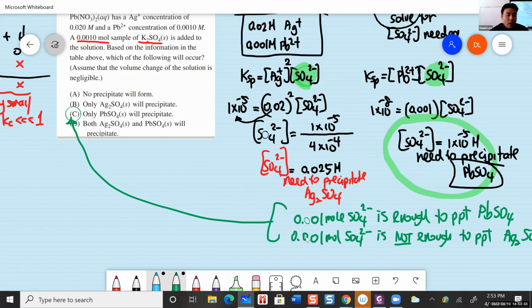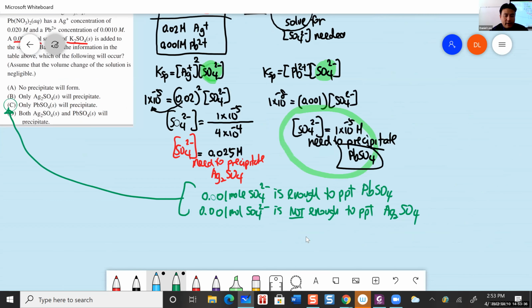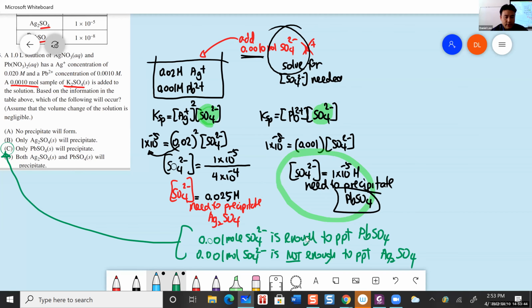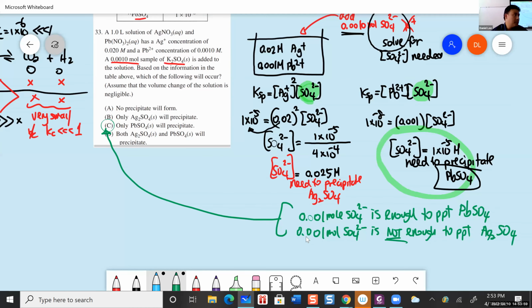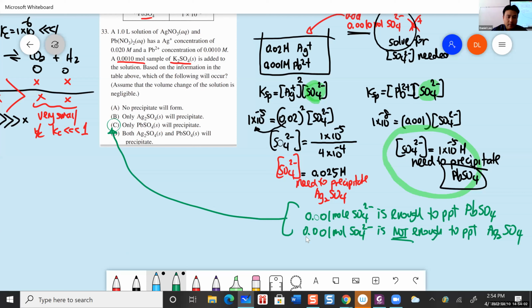So if I add more sulfate, then eventually silver sulfate will precipitate out of the solution. But right now, you only added 0.001. You need 0.025 moles per liter to precipitate. You don't have enough to precipitate the left side, the silver sulfate. You need to add more. So that's why C is the only answer. If I added like 10 moles, then D is the answer. Both of them will precipitate, because I added way more than the minimum required to precipitate both of them, right? So it depends on your choice here. So C is the answer. This is quite a tough question. So if you're stuck on this, just guess.